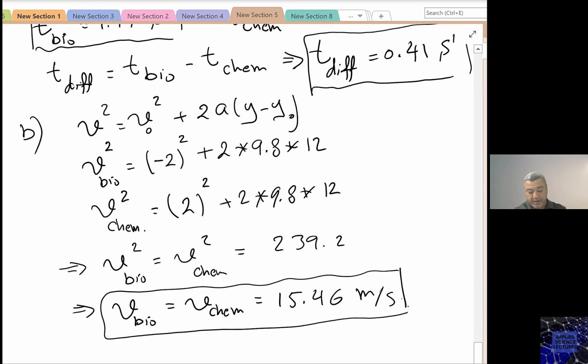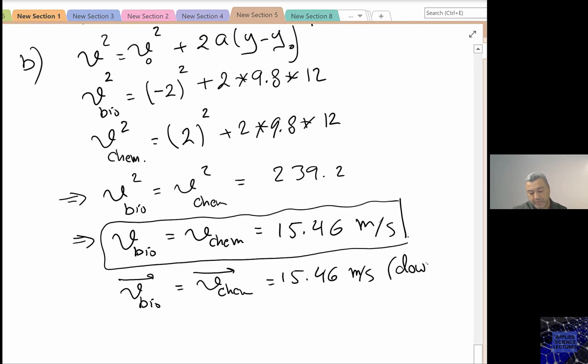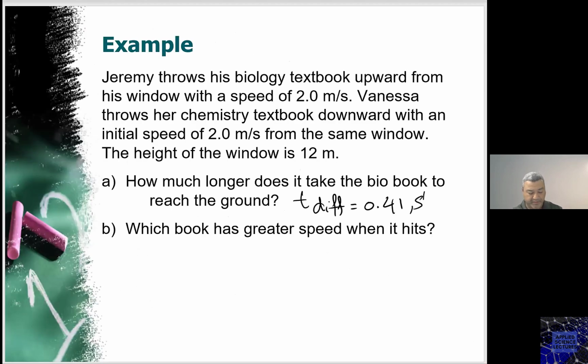Okay. So if you are to write it as the vector, so that's the velocity, 15.46 meters per second. I have a question.